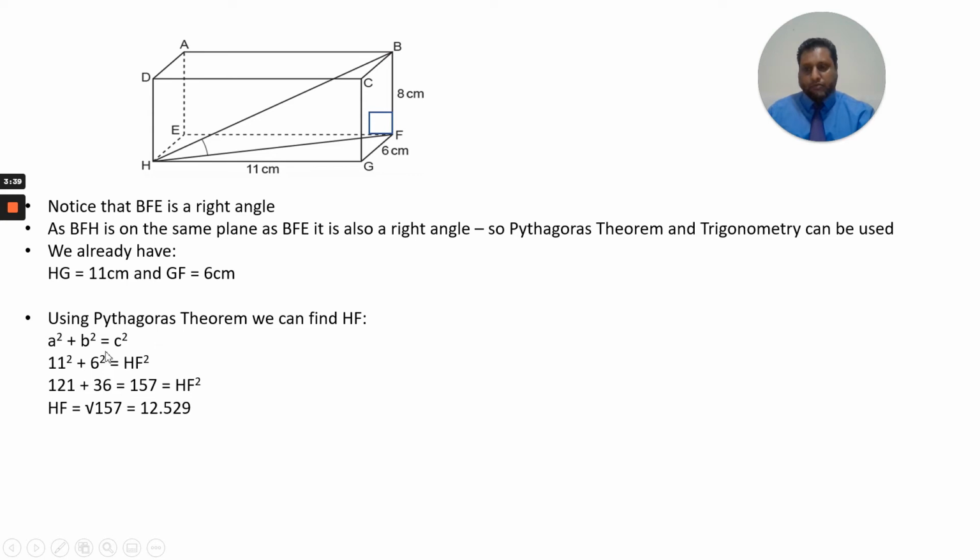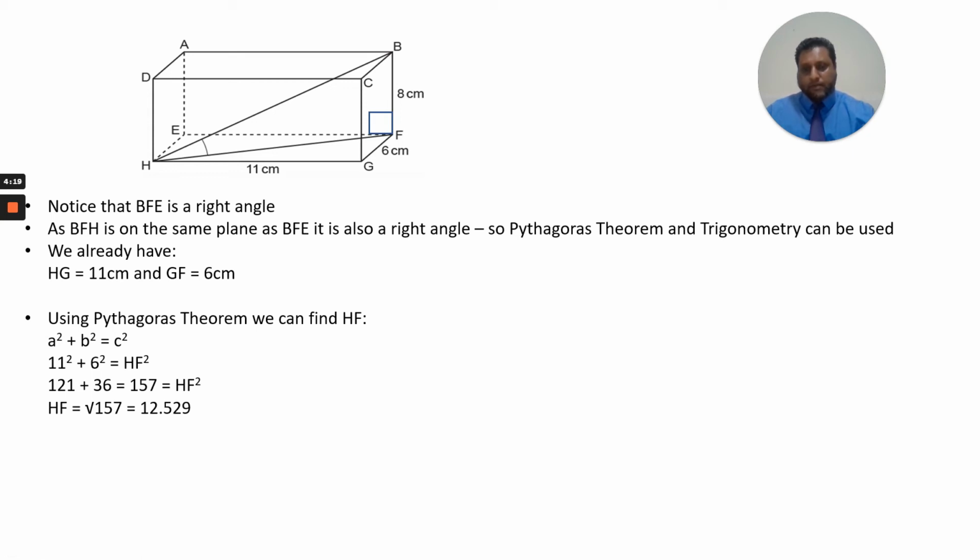So putting that into there, we have 11 squared plus 6 squared gives us HF squared. So that's 121 plus 36, that's 157, which is the square of the length of the line HF. And using your calculator, that will come to 12.529, and there's some more numbers. I've just rounded it to that. You could also round it to 12.53. But in order to reduce the error later on, we try to use as many decimal places as possible while we're doing the calculation.